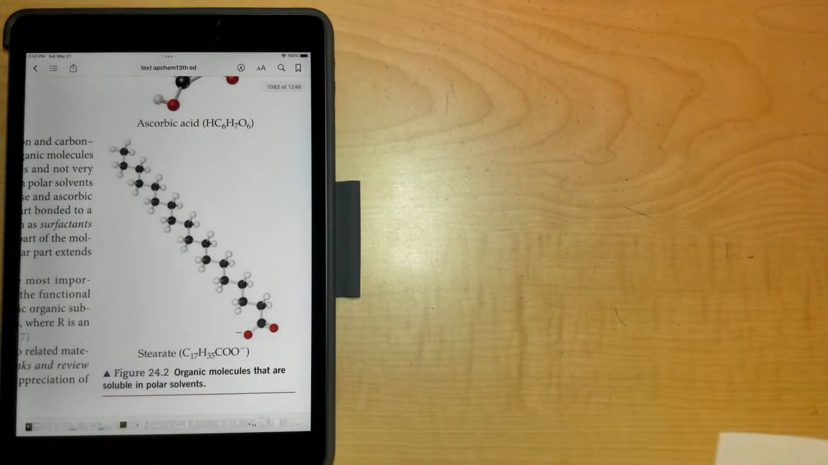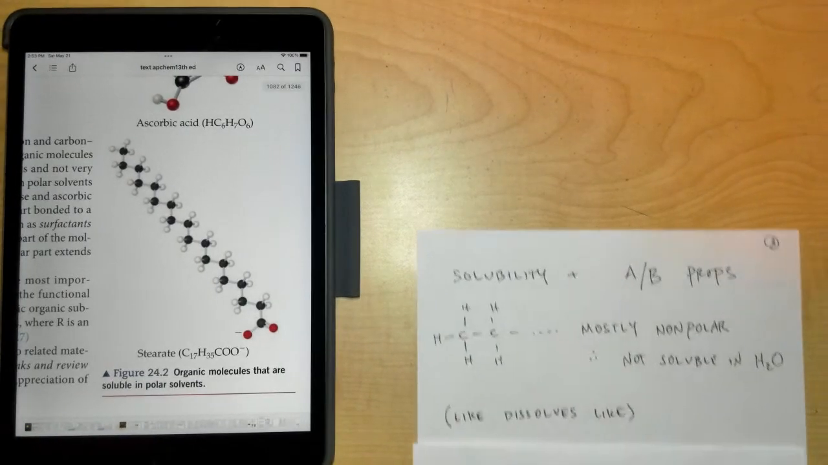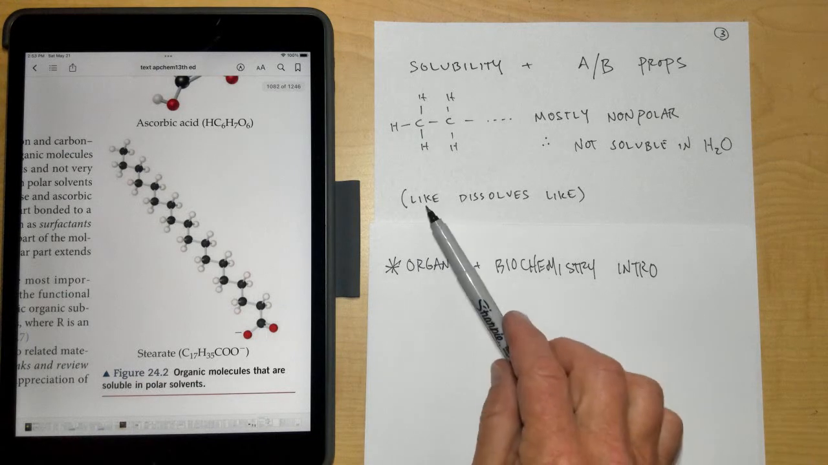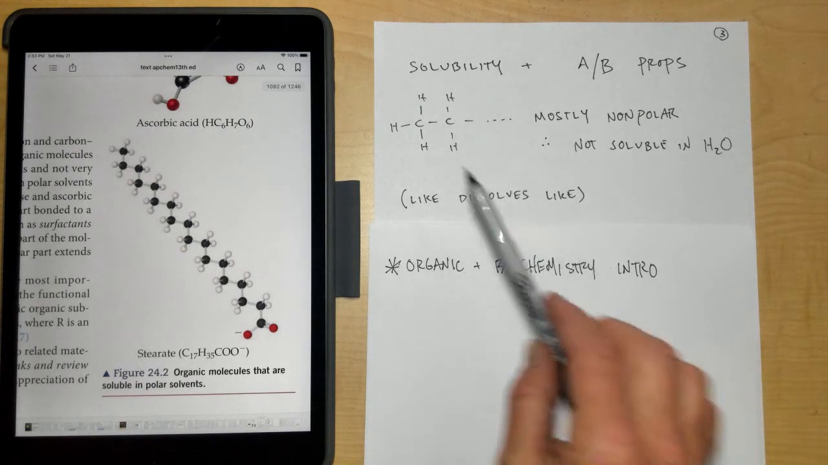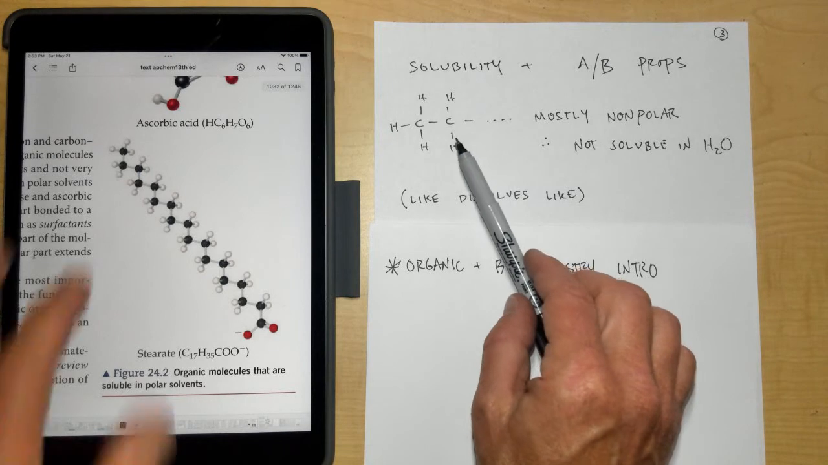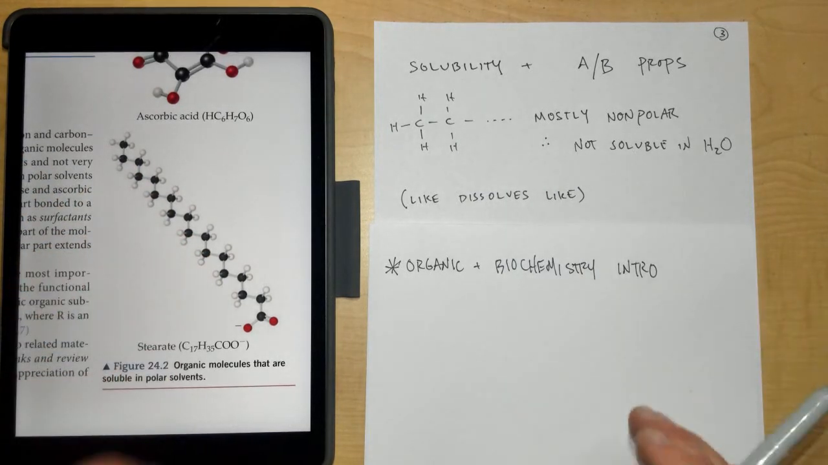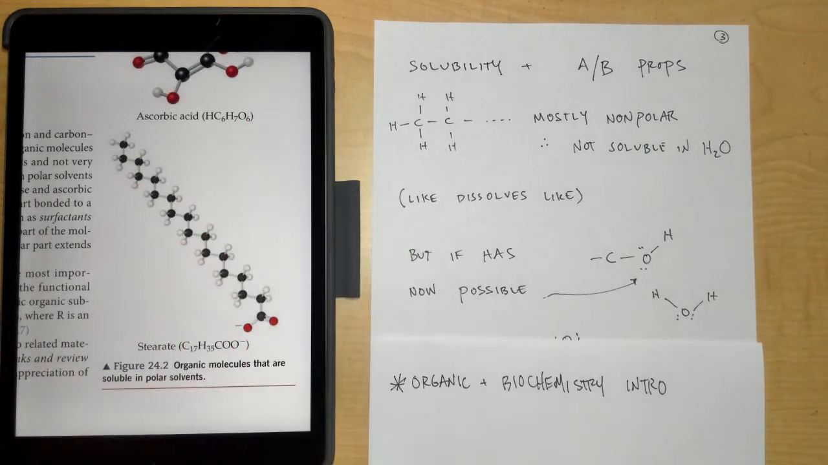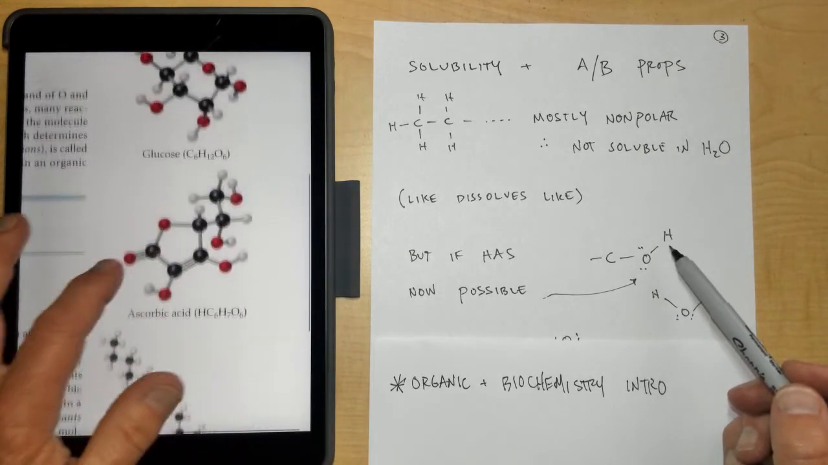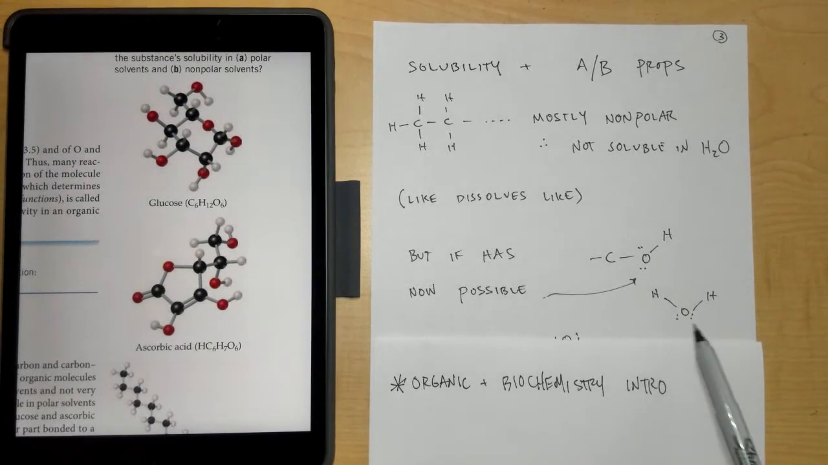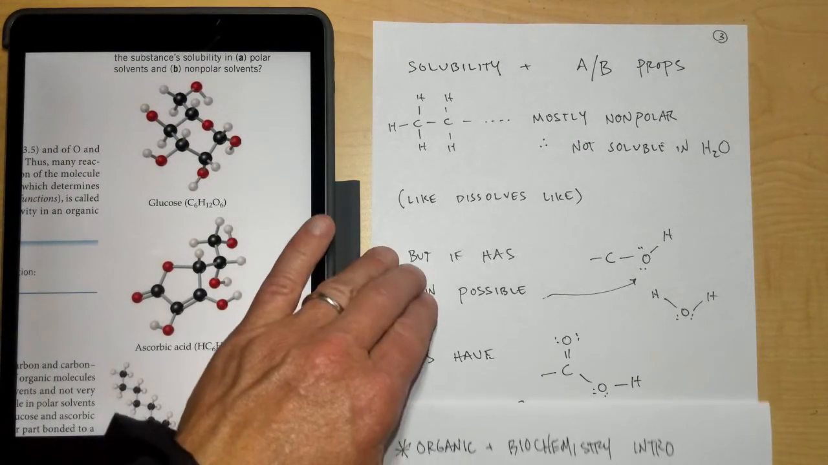So continuing on with this, how do we know if something that's an organic molecule is very soluble? Well, if you remember back from chapter 13, solubility said that like dissolves like. And since these CH bonds in a long chain like this are mostly nonpolar, they're not soluble in water. But if something has an OH like this, like I showed you in ascorbic acid or glucose, or like we had in this alcohol right here on the last page, then it's possible for it to dissolve in water.